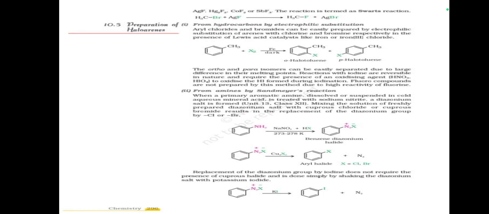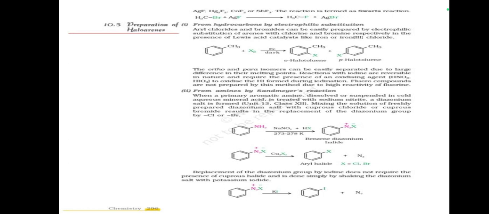Preparation of haloarenes from hydrocarbons by electrophilic substitution. Aryl chlorides and bromides can be easily prepared by electrophilic substitution of arenes with chlorine and bromine respectively in the presence of Lewis acid catalysts like iron and iron(III) chloride. The ortho and para isomers can be easily separated due to the difference in their melting points.